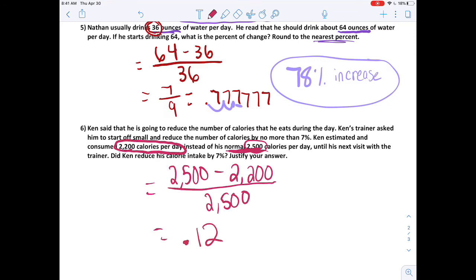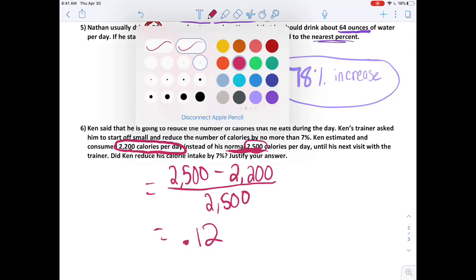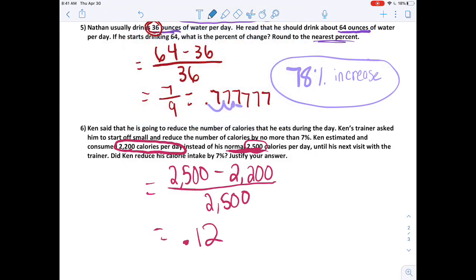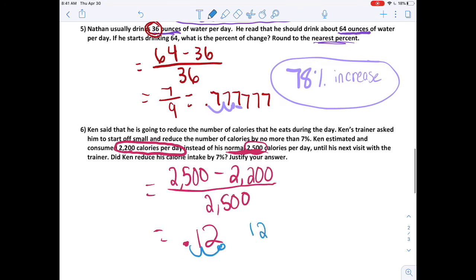You get 0.12. So if I change that into a percent, move that decimal 2 spots to the right, we get 12%. And he went down in calories, so that would be a 12% decrease.